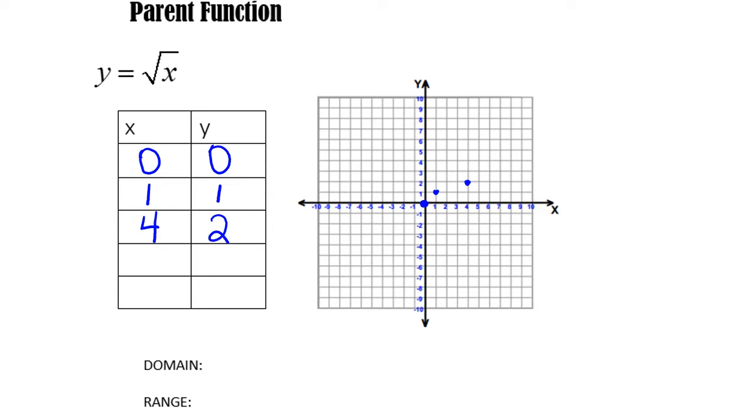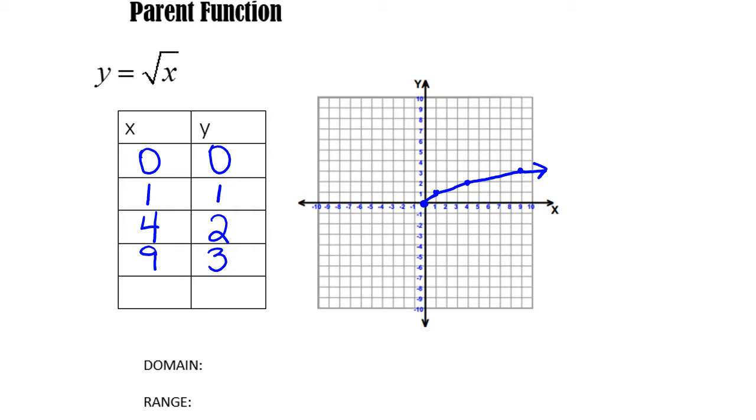Let's jump to the next perfect square, 9. If I plug in 9, the square root of 9 is 3. So I can jump up to 3. And I know from there that the graph will continue. So as I graph that parent function, I need to make sure to draw an arrow going a little bit up and off to the right.